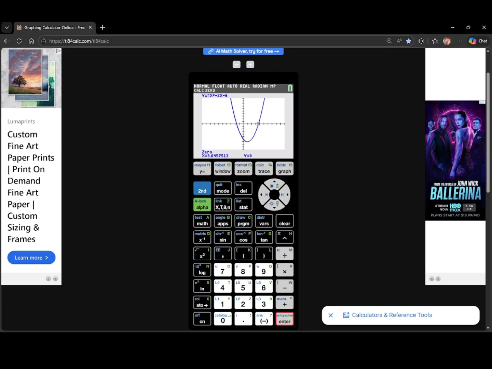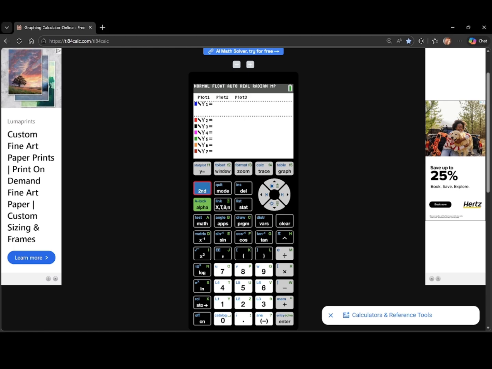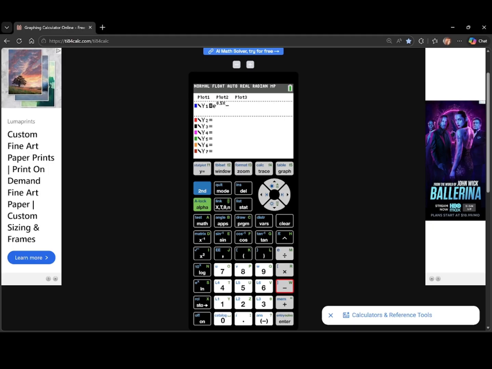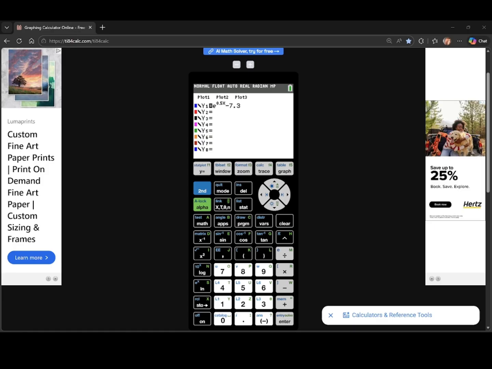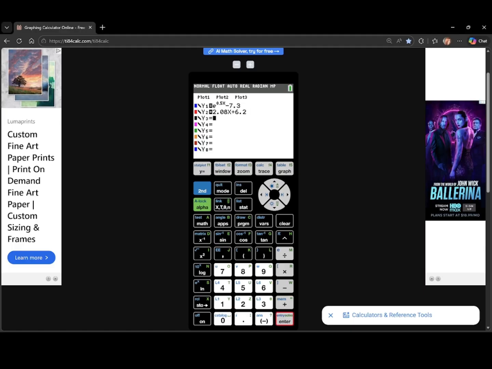So back to our calculator, y1, that was e to the 0.5x minus 7.3. And then for the other one, it is 2.08x plus 6.2. When we graph these, there you have it.